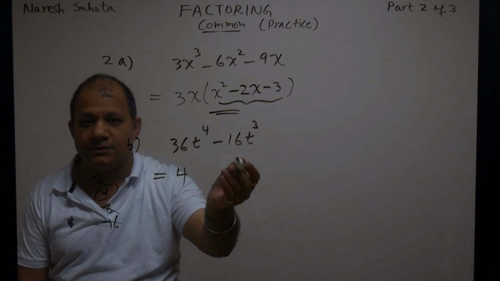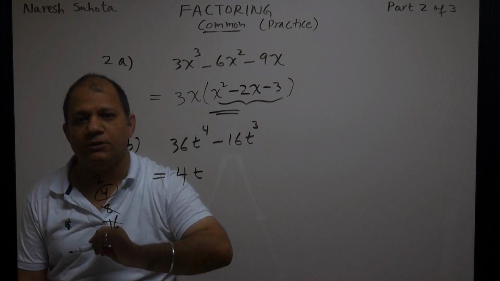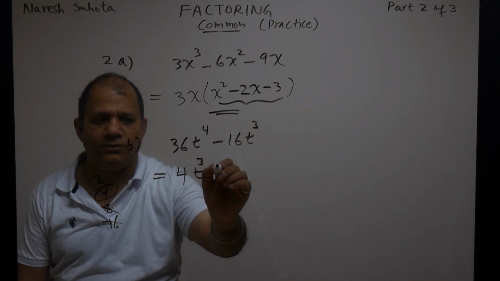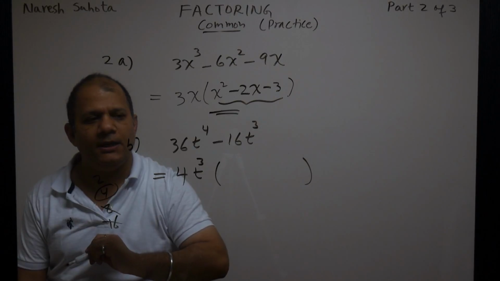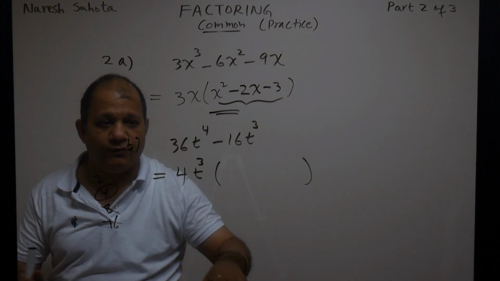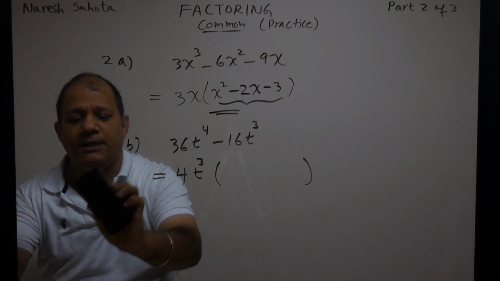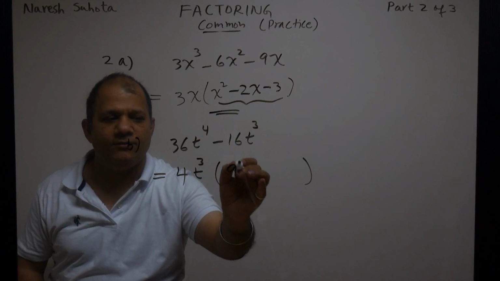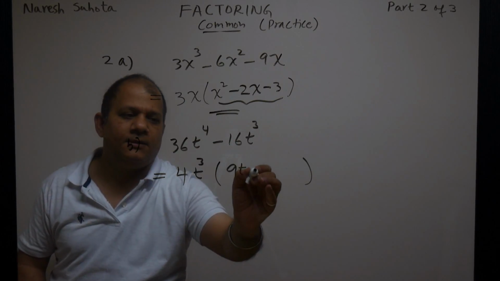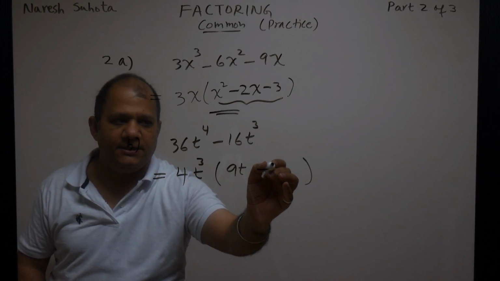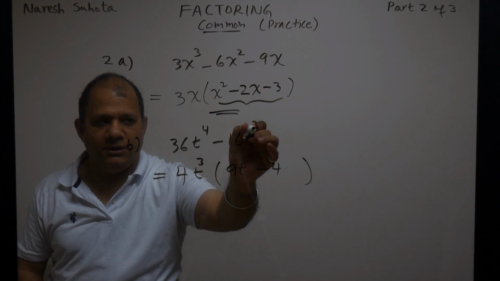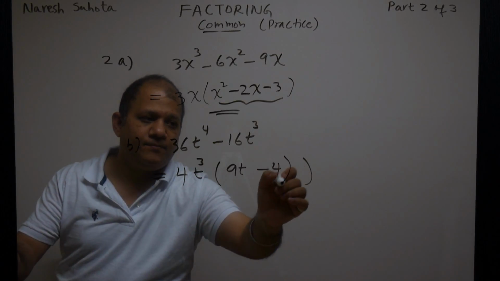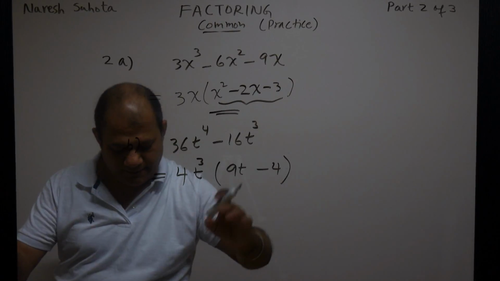Now the variable t is common, so we always want to take out the one with the lowest exponent. Here exponent of 4, here exponent of 3, so we take out t cubed. And then what are we left with? 4 times what will give me 36, and that's going to be 9. 4 times 9. And t cubed times what will give me t to the 4? Simply a t. 4 times what gives me 16? 4 times 4. So t cubed is already factored out, so I don't need anything else. So this is 9t minus 4. So that's the answer there.